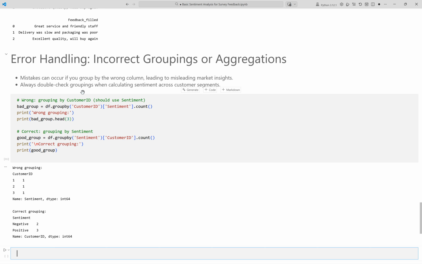Have you made similar grouping mistakes before? Try grouping by other columns and see what insights you get.